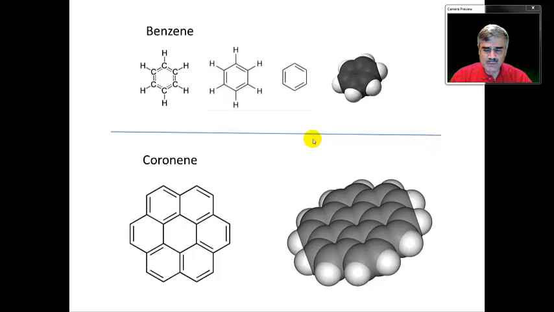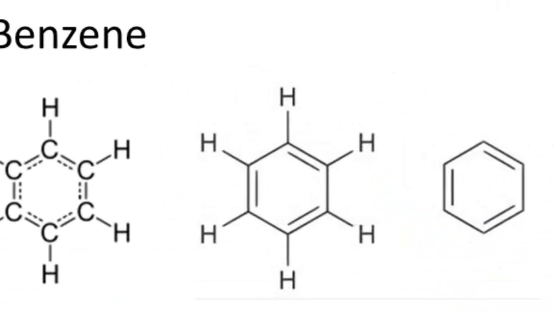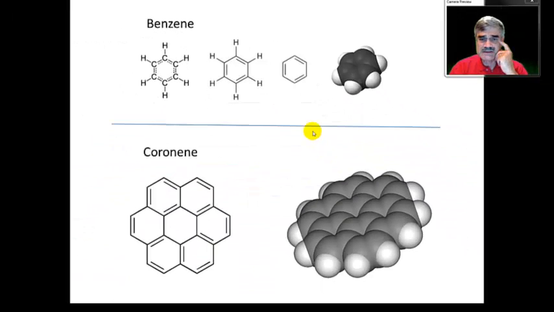Now, the ring structure, which also includes alternating double bonds between carbons, if you look at the second structure you can see what I mean by alternating double bonds, gives benzene certain characteristics. It gives benzene an added degree of stability, which turns out to be important.